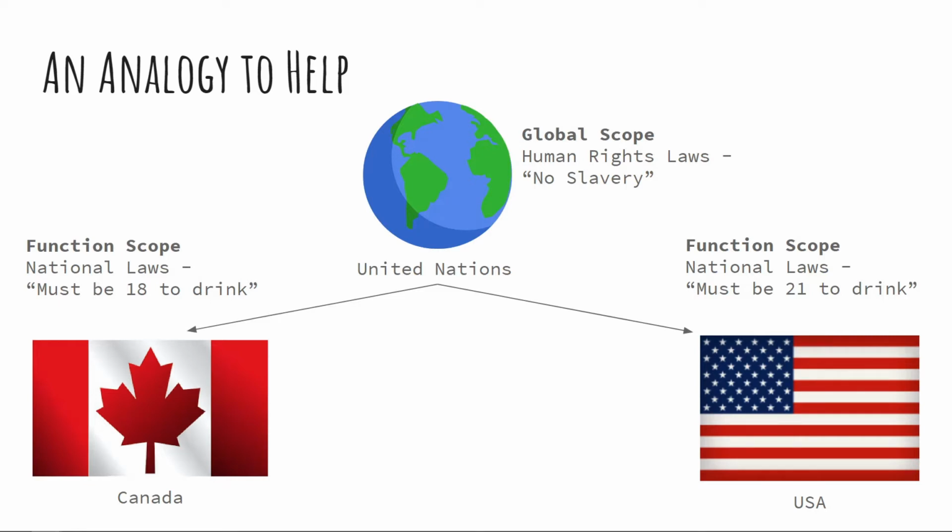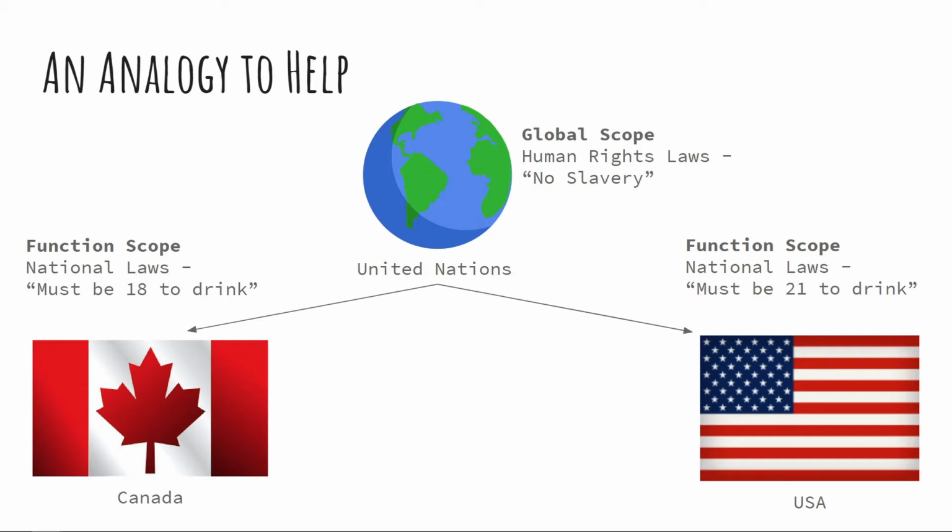So, for example, human rights laws, such as no slavery. Right? That's a global scoped law, and that applies to all countries, and it can be seen by all countries, and it must be followed by all citizens of all countries. Then we have function scope.